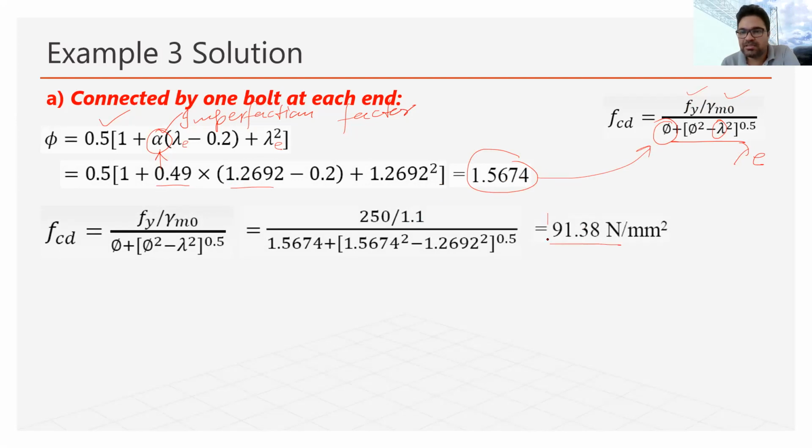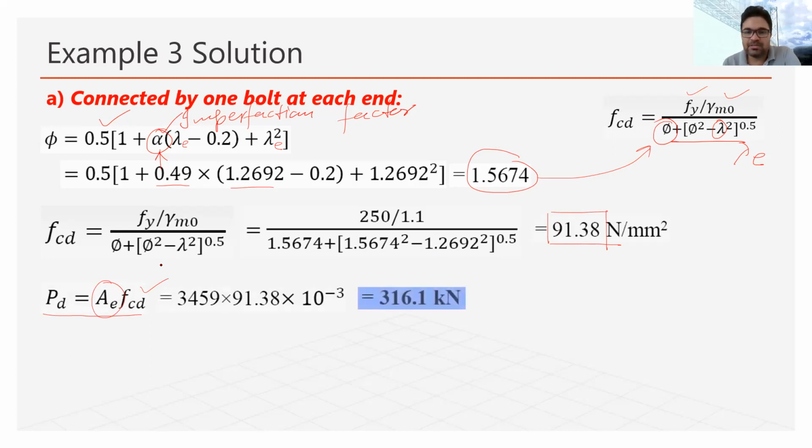So that is the design compressive stress for the angle section. And now we can find out the strength of the angle section by using this formula. Now putting all the values, AE we have already found from the steel table, and FCD we have now calculated. So the strength of the angle section in this case would be 316 kilonewton. So that would be the strength of the angle section when it is connected by 1 bolt.